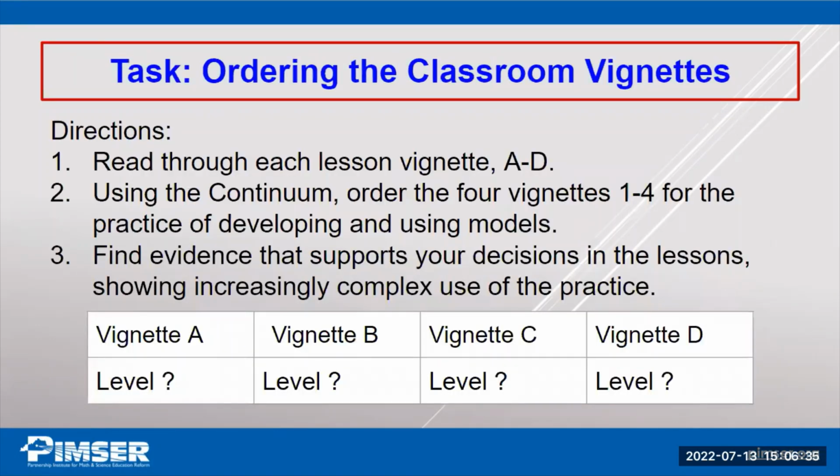So here's the task that you're going to do. Please read through the versions of this lesson, A, B, C, and D. Then look at that continuum for modeling and match the vignettes to the description of the use of the practice. In one vignette, the teacher will not provide the opportunity for students to create and use models at all. That lesson will be your level 1 lesson, and so forth. So you're looking for evidence in the vignette that supports the continuum level 1 through 4.